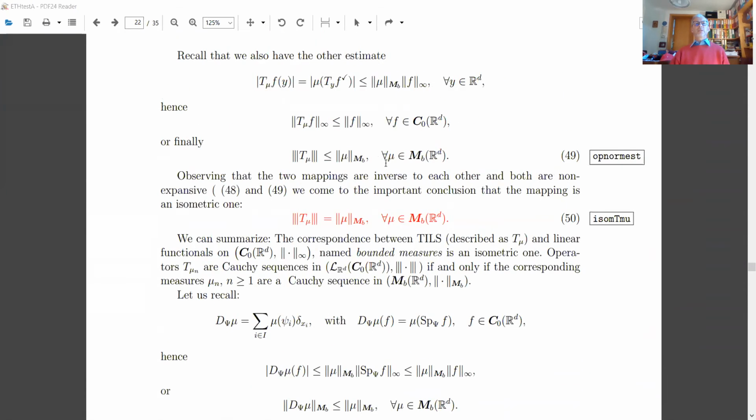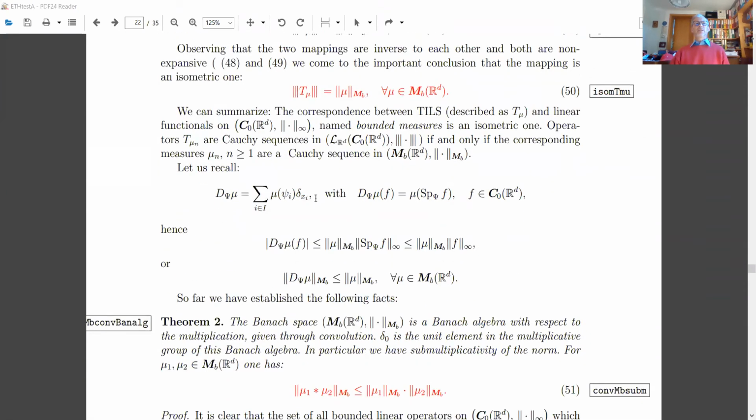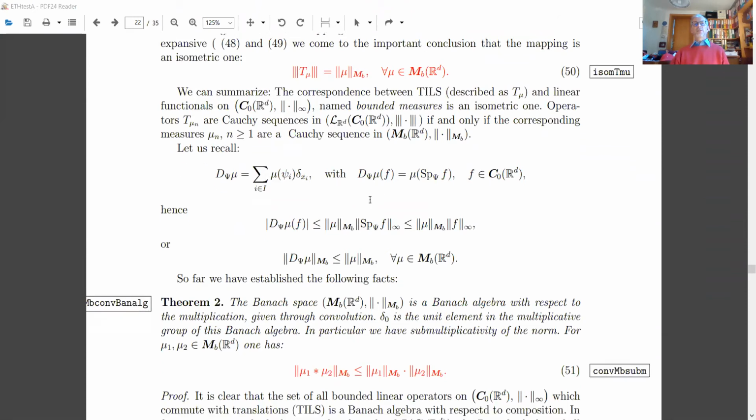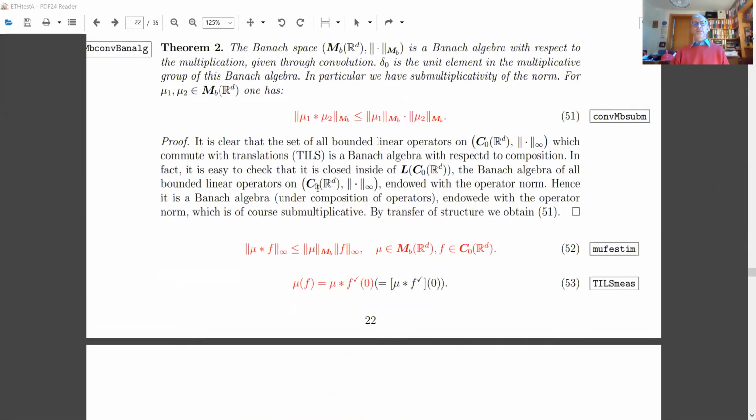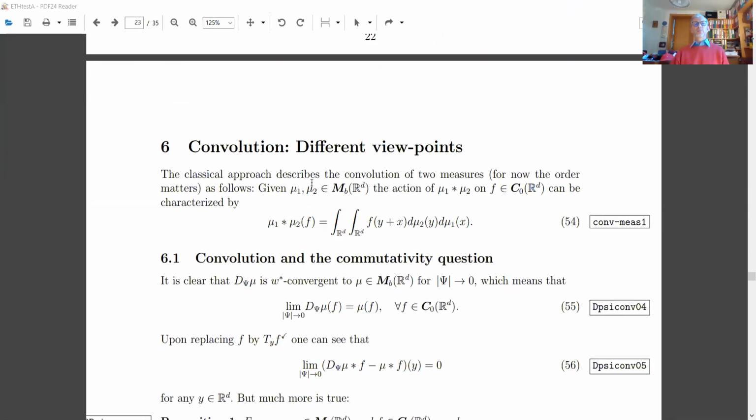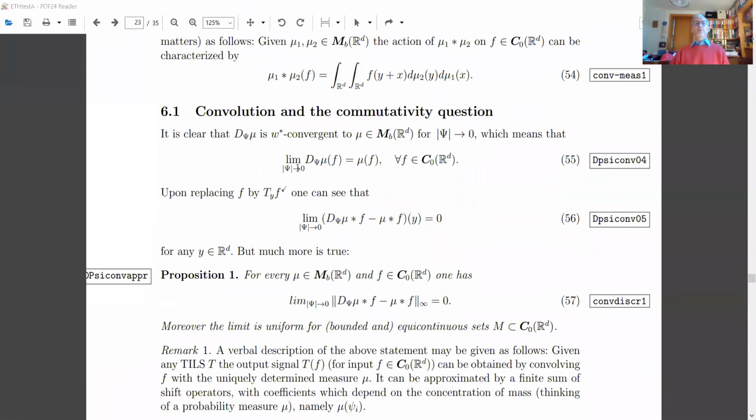I was already telling you that this is in the middle of the screen now. D psi mu of f goes to mu of f. And of course, it's not only for f. You can take f flipped. You can take a shifted version of f flipped. And so now, going 55 says, we have this kind of convergence.